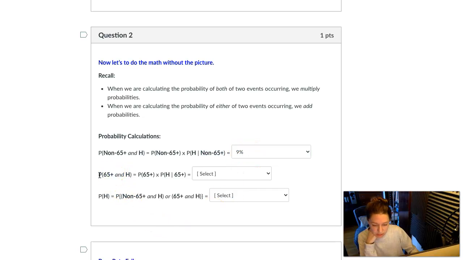What's the probability of being in the 65 plus group and having a heart attack? Same idea. What's the probability you're in the 65 plus group at all? We made this up. We said it was 10%. And what's the probability of having a heart attack given you're in this group? Again, this is something we made up. We said it was 90%. These aren't real numbers. So the probability we're looking for will be 0.1 times 0.9, and it'll be 9%.